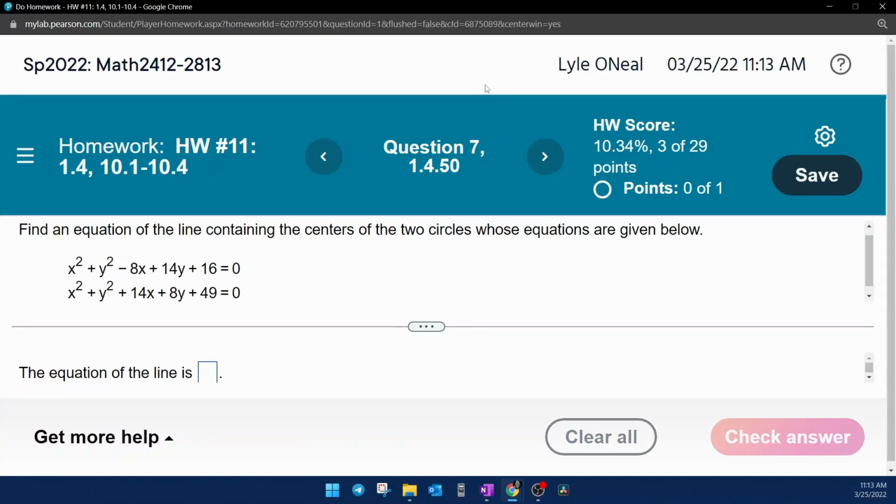All right, here we go. Question number 7 from our Precalculus homework number 11 in MyLab Math. They want us to find an equation of the line containing the centers of these two circles.